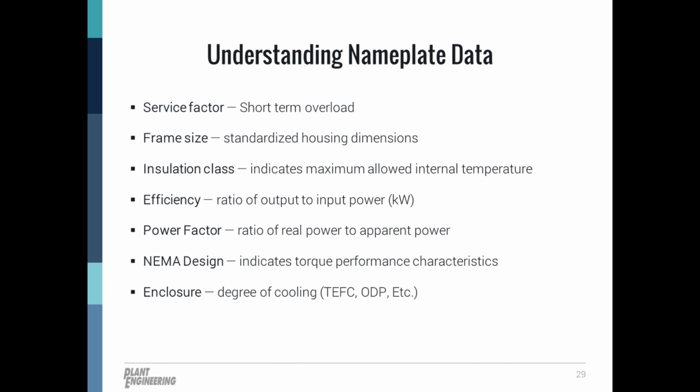Now that we know how to compile the data from the nameplate, we need to troubleshoot or replace our motor. Let's look at a few steps to take when moving forward with looking for problems that are occurring with our AC motor application.